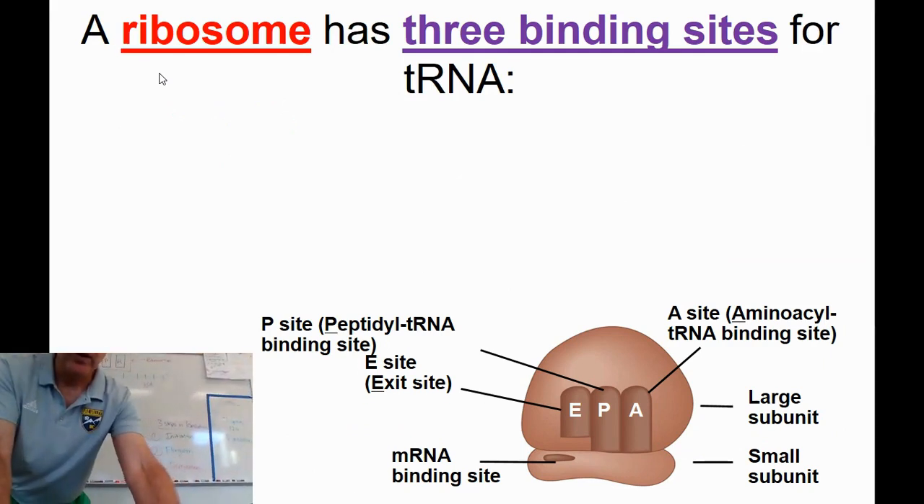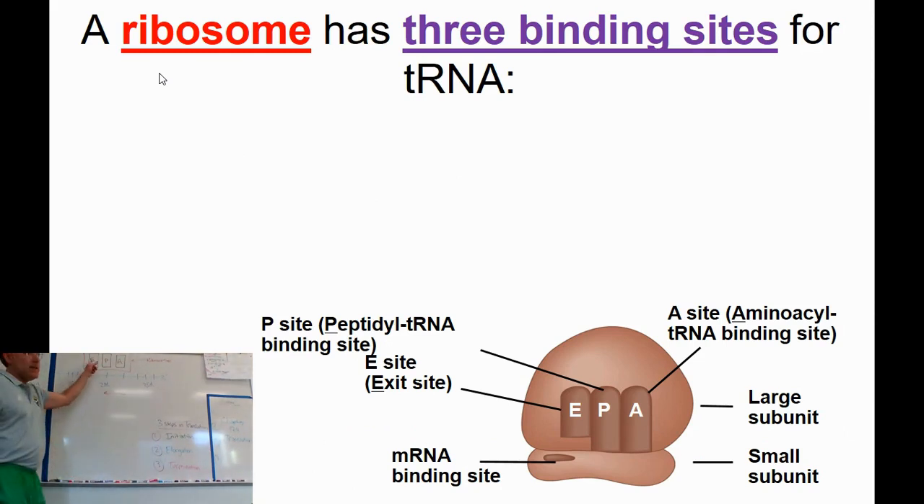Why don't we go over to this board? I always remember this as the Environmental Protection Agency, EPA. That's how I remember it. E stands for exit, and A is the first letter in the alphabet.